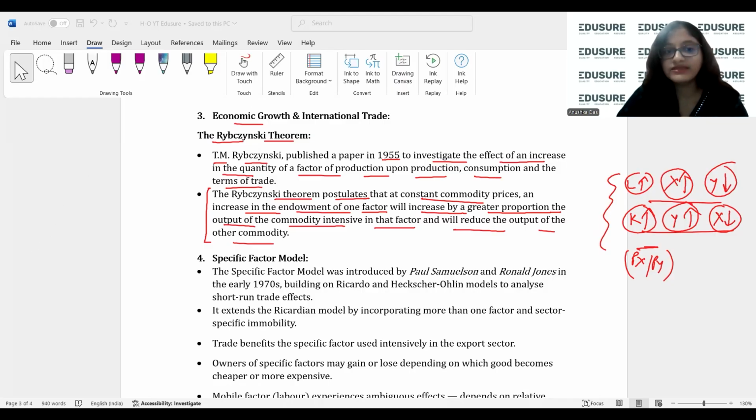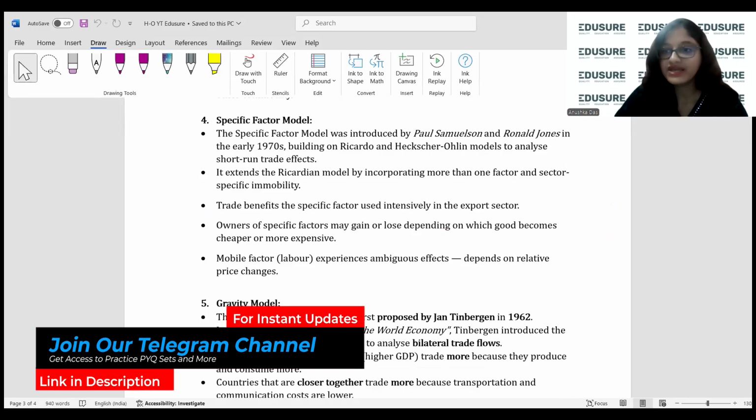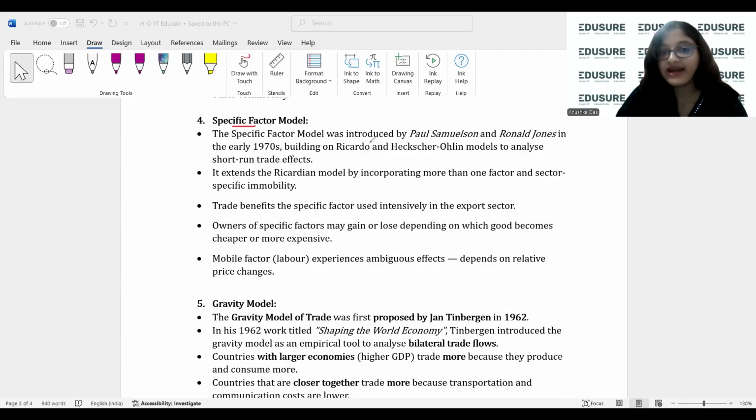A question comes from this. The last two things are the specific factor model and the gravity model. These are the final two models that you need to know. The specific factor model was introduced by Paul Samuelson and Ronald Jones in the early 1970s. It is just a building block over Ricardo and Heckscher-Ohlin. They tried to build on the Ricardo model and the Heckscher-Ohlin model to analyze short-run trade effects. It extends the Ricardian model by incorporating more than one factor.